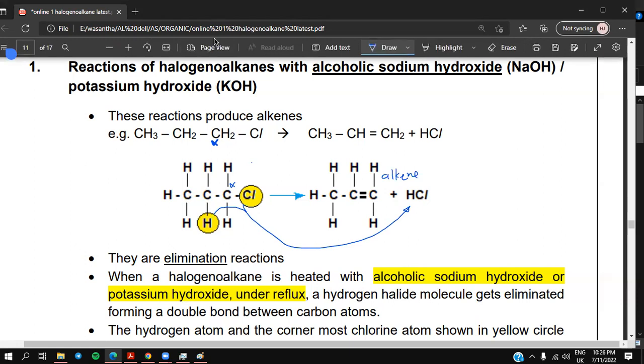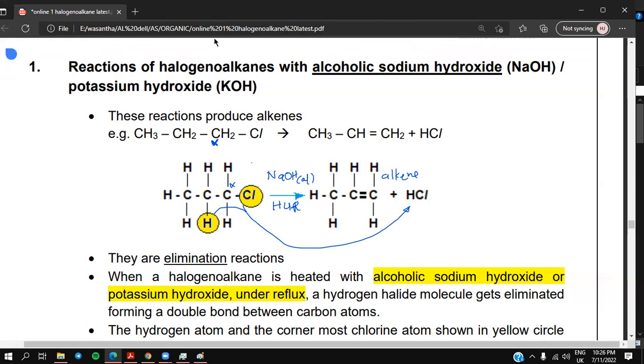Remember, to do this reaction, we have to add sodium hydroxide in alcoholic medium and heat under reflux. These reactions happen under reflux condition. And these reactions are called elimination reactions. Why are they called elimination reactions? Because this HCl is eliminated from the molecule.